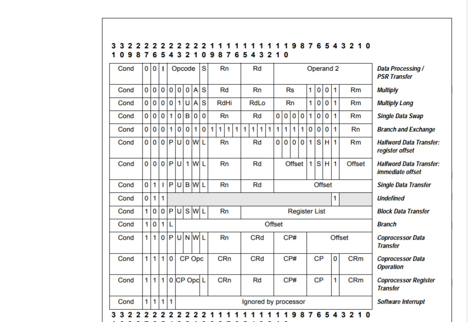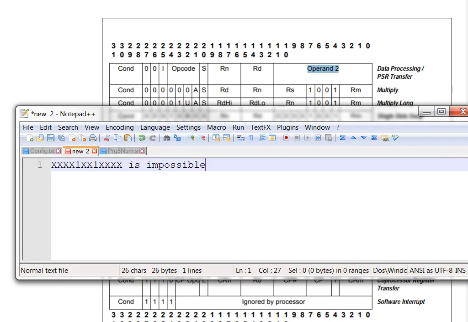Okay, so first, if the I flag is 1, then the operand 2 is a constant, and it could indeed have 1, 0, 0, 1 right in the middle. But if the I flag is 0, then operand 2 is a register with shift value. And per the discussion earlier in this topic, the pattern of bits that has any values and 1s in those positions, this pattern in particular, that's actually not possible. And that's by intentional design.